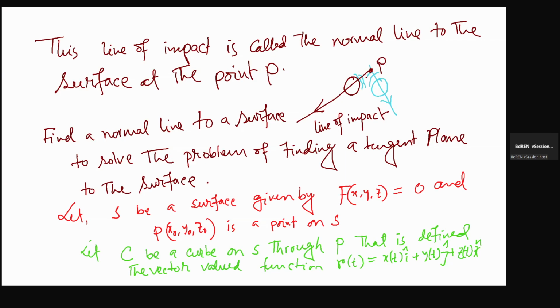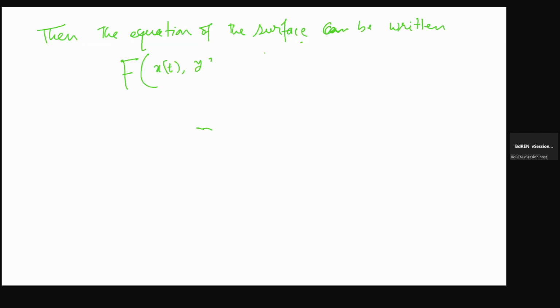So then the equation of the surface can be written f of x(t), y(t), z(t) equal to 0.